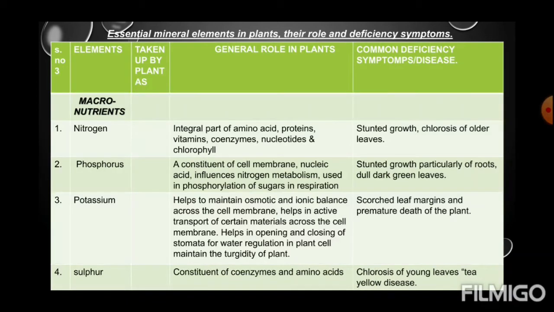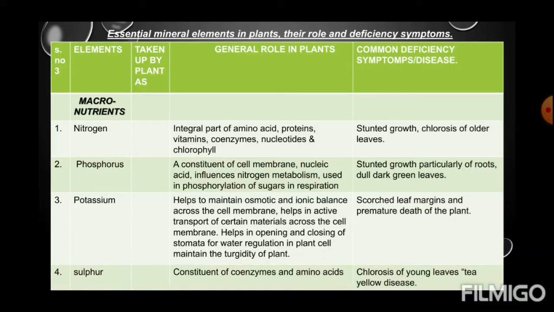When potassium deficiency is there, the leaves become scorched. What is scorched? Scorched means the margins of the leaf will not be turgid, they will be droopy or cut from the side, and premature death of the leaf can also occur. Potassium also maintains turgidity by providing the salt and the water in the vacuoles of the plant.